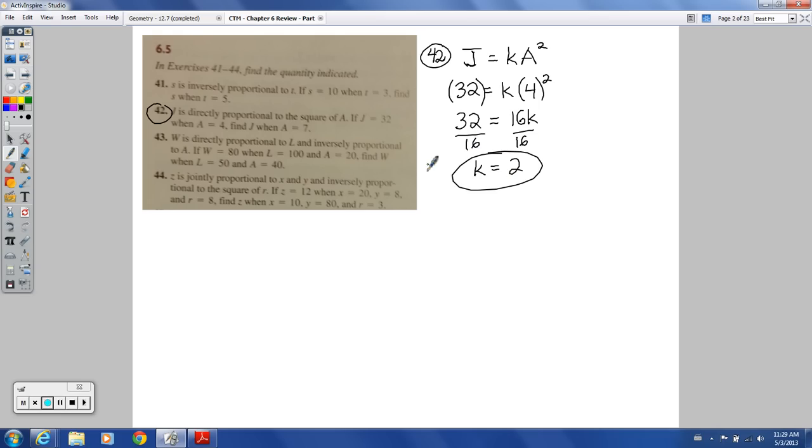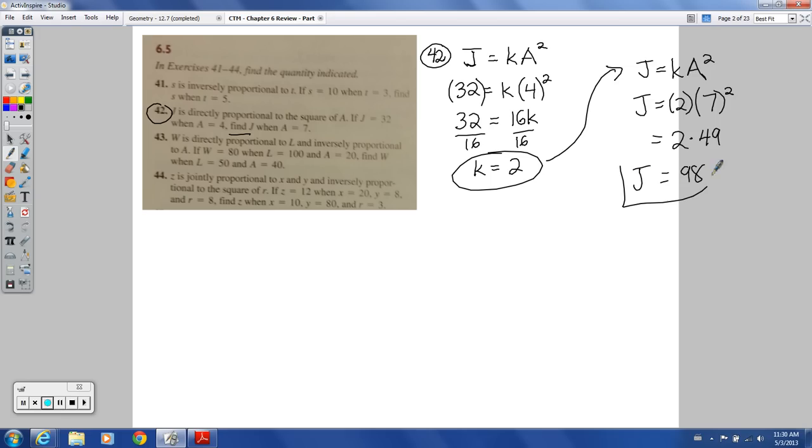Now that's not my final answer, but that allows me to get my final answer to find J when A is 7. So I'm going to do the same thing. I'm starting out with J equals KA squared. I'm going to plug in 2 for K. I know that's my constant of proportionality. Plug in 7 for A, solve for J. This would be 2 times 49, which would be 98. So J, when A is 7, and because K is 2, J would have to be 98. So 41, 43, 44, at least check those out.